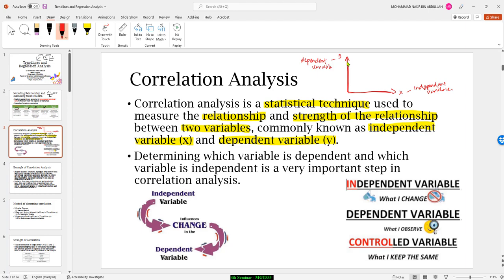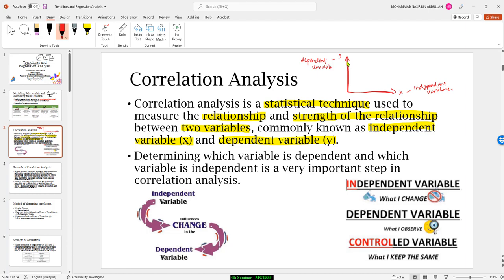So take note, this is very important. This is very fundamental. It will come out in the test. Right? You need to differentiate what is dependent variable and what is independent variable. Right? So for example, let's say CGPA and number of hours study. Right? Does CGPA depend on number of hours study, or does number of hours study depend on CGPA?